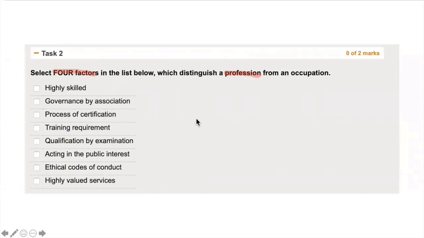You have to be certified by a professional body. There's education requirements. There's updating and upskilling required. And of course, you are recognized by the public as being an expert in that field. I think that's a good way to kind of define the word profession. Now, from these characteristics, which elements distinguish it as a profession from an occupation? So we have highly skilled, governance by association, process of certification, training requirement, qualification by examination, acting in the public interest, ethical codes of conduct, highly valued services.